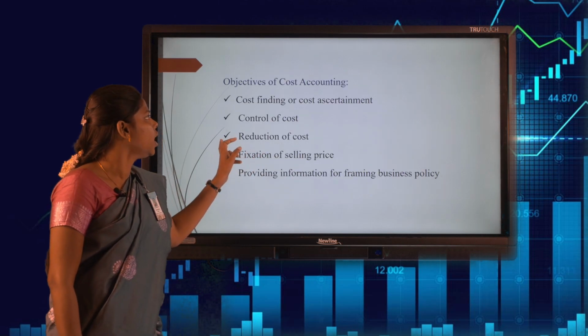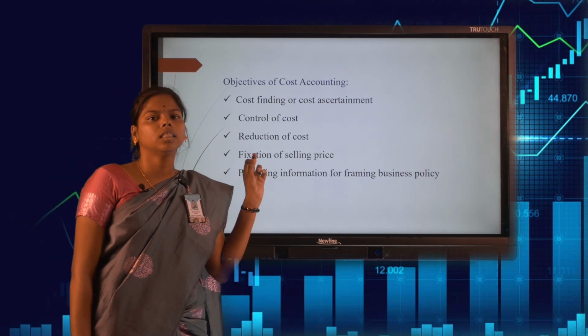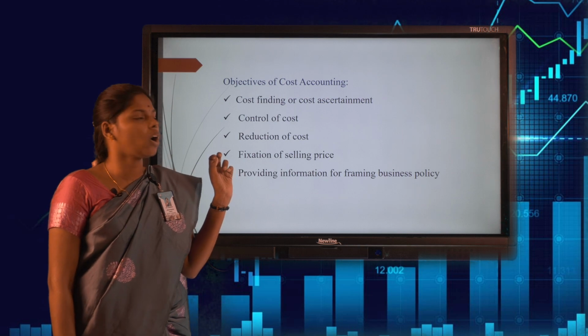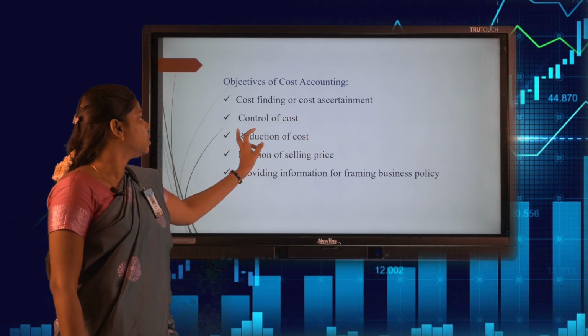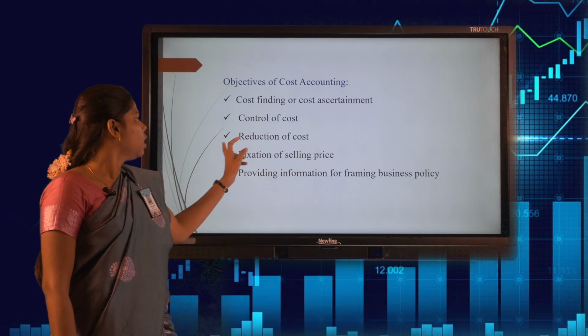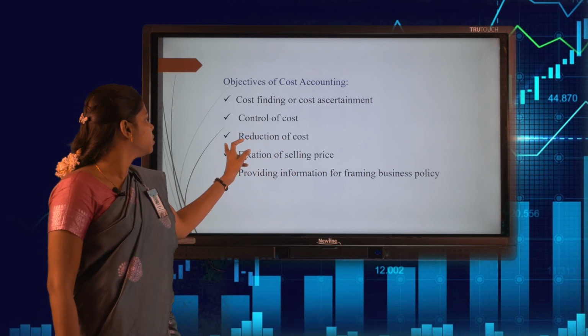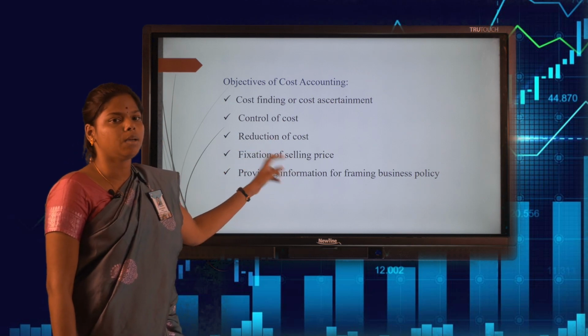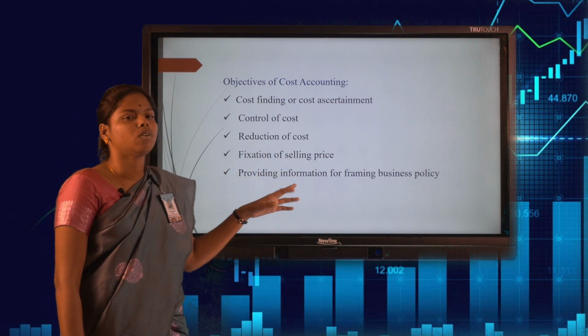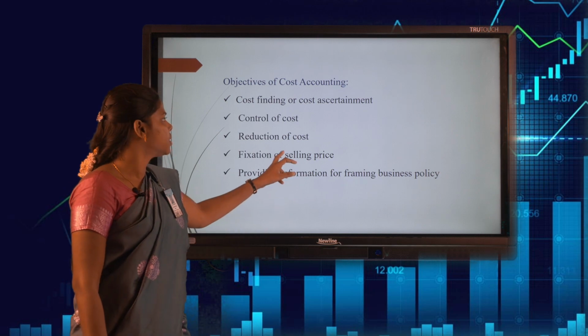Next we move on to the objectives of cost accounting. The first and primary objective of cost accounting is finding a cost, or ascertainment of cost. The second one is control of cost, how to control a cost. The third one is reduction of cost. The fourth one is fixation of selling price. The last one is providing information for framing a business policy.